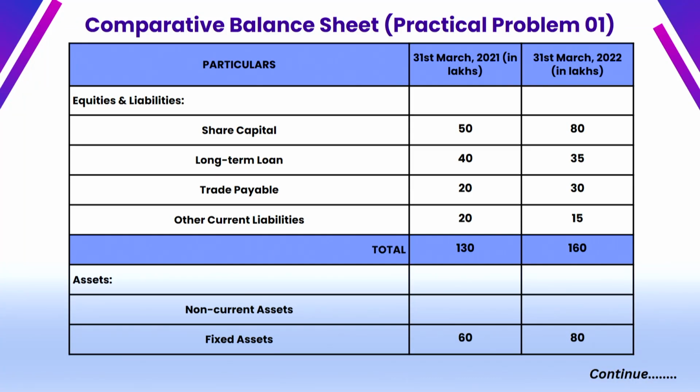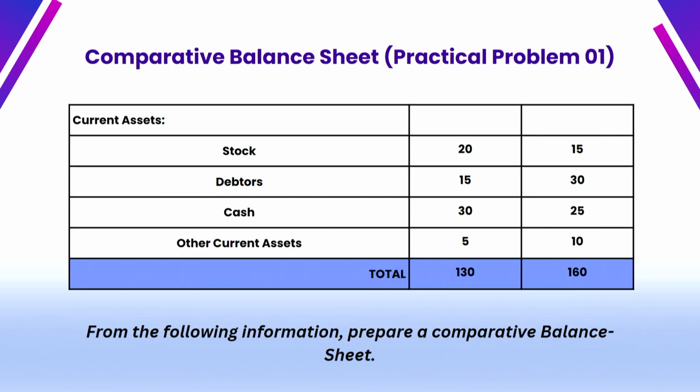The equities and the liabilities are totaling to 130 and 160 for the 2 periods of time, and the assets are there, where the non-current assets are in the shape of fixed assets, and the current assets account for the stock, debtors, cash and other current assets, and the various items are given over a period of time there. What we have to do is to prepare a comparative balance sheet here. So we are going to solve it.